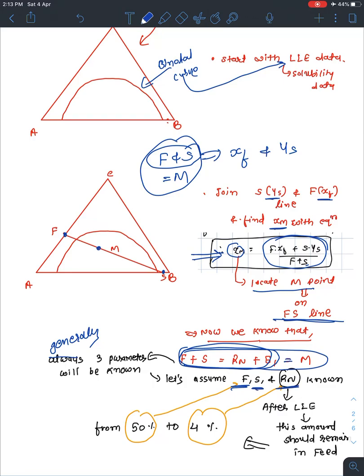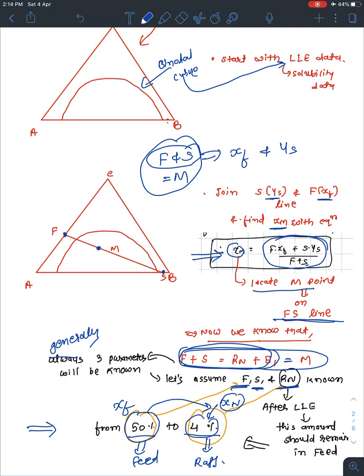Just see here. If some designer tells us that I want the feed, if it is 50%, to be 4% at the final, so this is my feed composition and this is my raffinate composition, that from 50% to 4% I require the removal of this thing, right? So basically we know that we have this xF data and this xn data, that is 4%, which is in the raffinate.